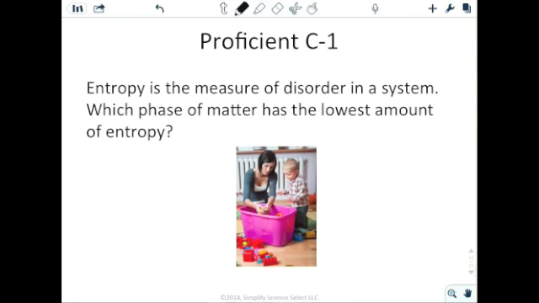Now, moving on to some definitions. In this one, it says that entropy is the measure of disorder in a system, and asks which phase of matter has the lowest amount of entropy. When we're looking at the lowest amount of disorder in the system, we'd have to say that's a solid. The solid has the lowest amount of entropy because the particles have limited movement. It has a defined shape and a defined volume. Because it's very limited, there's not a lot of disorder in it, so it basically has the lowest entropy, the lowest disorder.